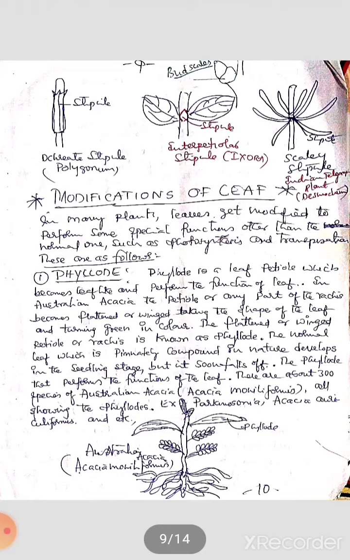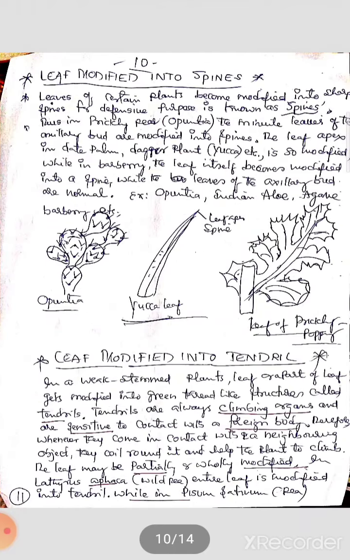There are about 300 species of Australian acacia, all showing phyllodes. Example, Parkinsonia, acacia and other plants. You can see this especially in Australian acacia. You can see this type of phyllode. And the next is leaf modified into spines. After phyllodes, you can study leaf modified into spines.